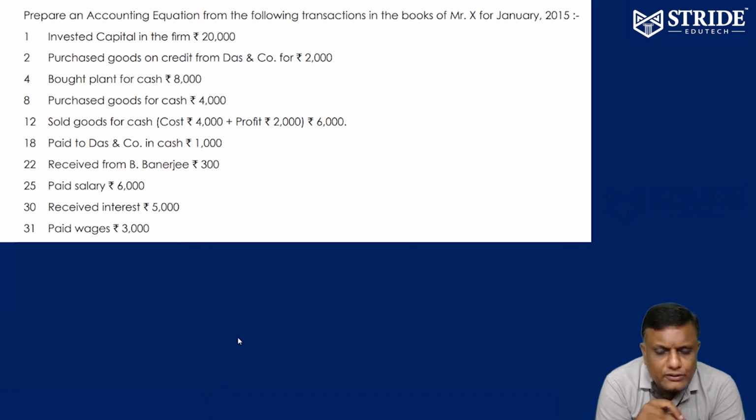25. Paid salary 6000. So salary is an expense. So automatically your profit decreases. Your capital decreases by 6000. Similarly, cash decreased by 6000. So salary paid means expense, profit decreases, capital decreases. Cash decreased by 6000.